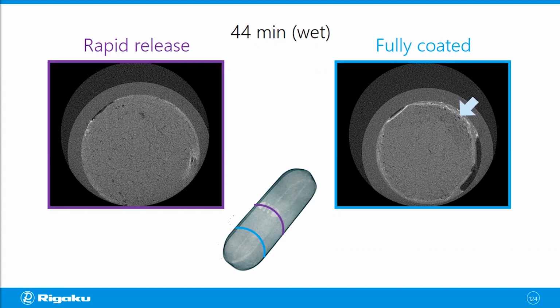And of course, when you see something that happens in 30 minutes or an hour, you have to do your CT scan pretty fast. And those cross sections you just saw were collected in 4 minutes each.